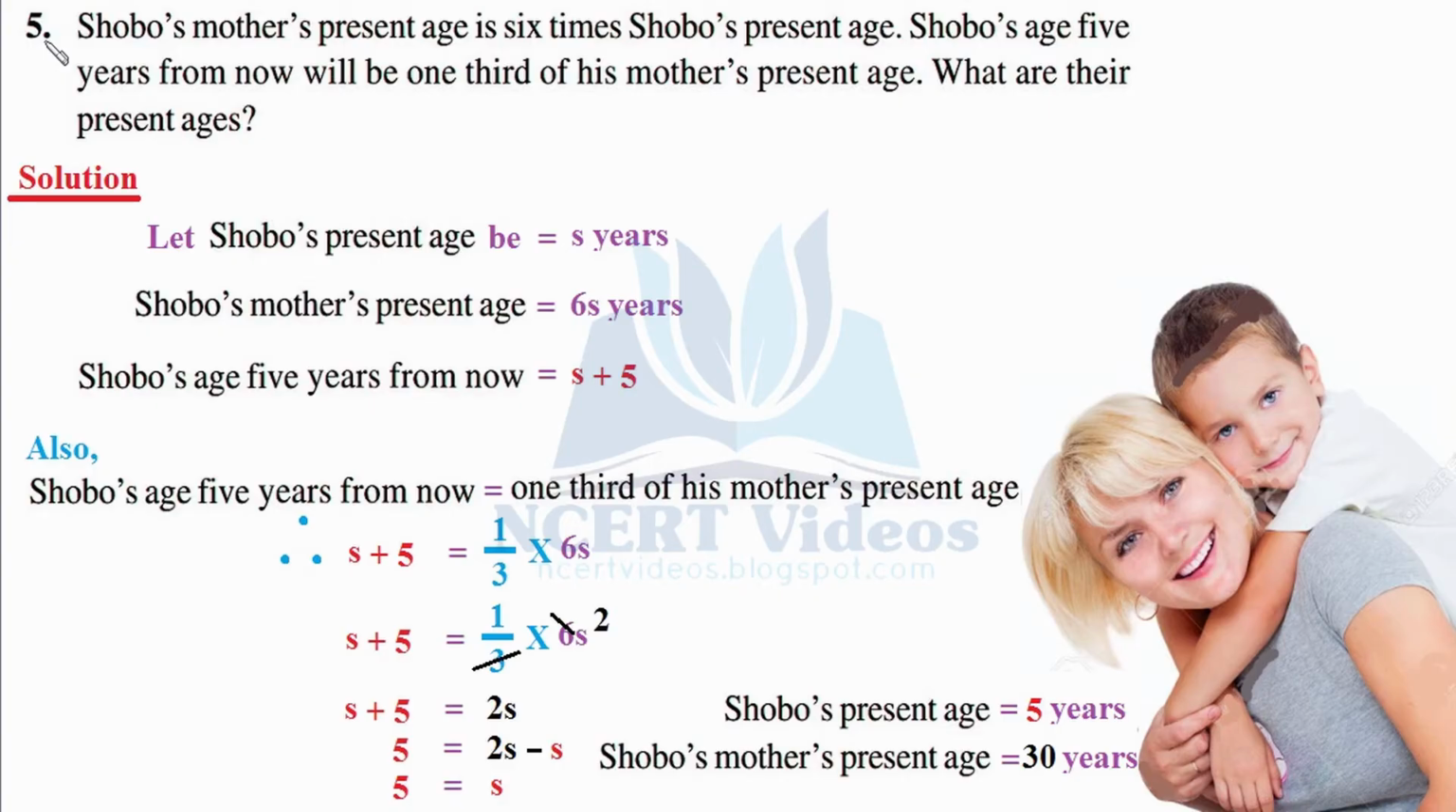Question number 5, exercise 2.4, chapter 2, mathematics class 8th, linear equations in one variable. Shobo's mother's present age is 6 times Shobo's present age. Shobo's age 5 years from now will be 1/3 of his mother's present age. What are their present ages?